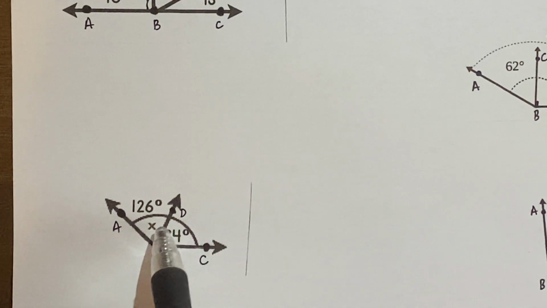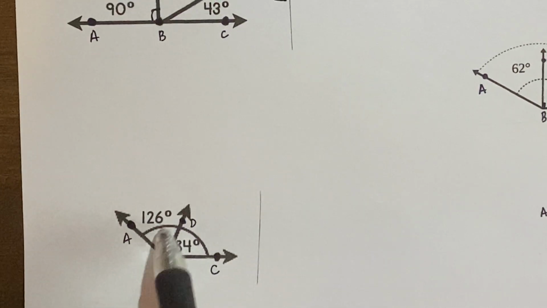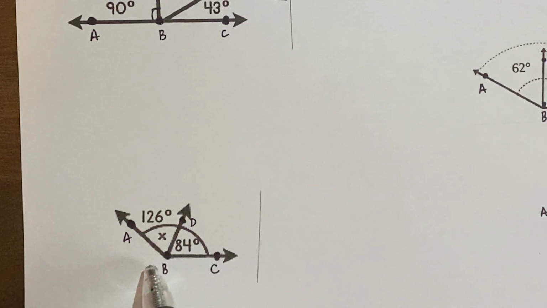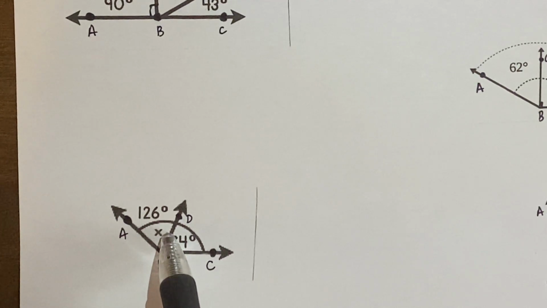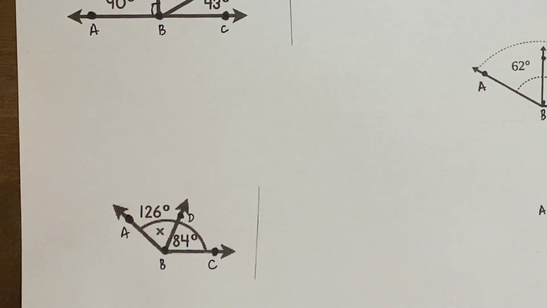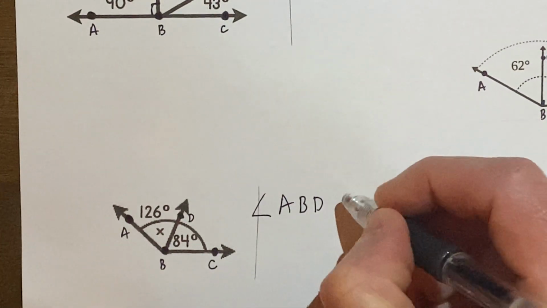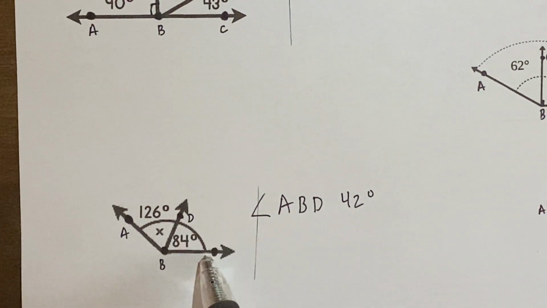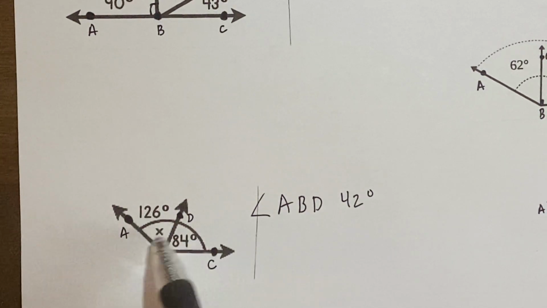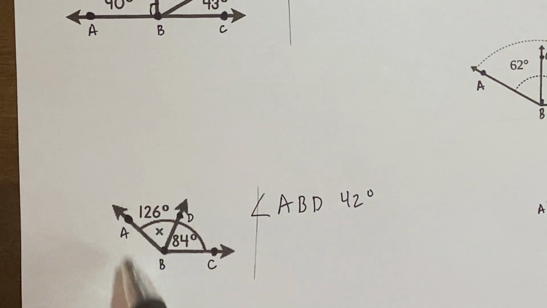So 84 plus what will give me 126 degrees is how I can figure out this little part right here, what angle ABD, X, is. And I know that 84 plus 42 is going to give me 126 degrees. So therefore, angle ABD is 42 degrees. So if I add up 84 degrees for this angle and 42 degrees for this angle, these two added up together will give me 126 degrees, which is this entire angle of ABC.